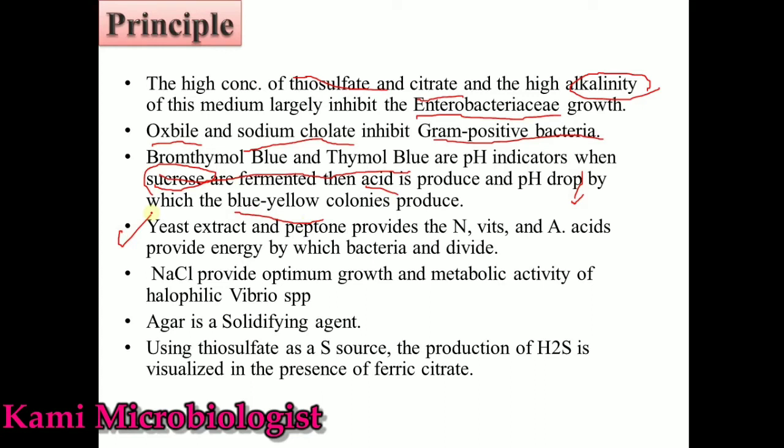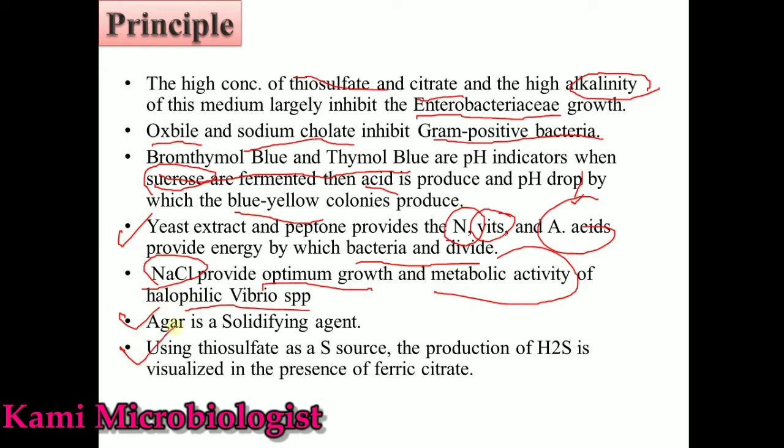Then we have yeast extract and peptone that are specially used as an energy source, because they can provide nitrogen, vitamins, and amino acids, which are specially used for bacterial growth and division. Then we have sodium chloride that provides optimum growth. Due to this, the metabolic activity of halophilic Vibrio species may increase. Then we have agar that acts as a solidifying agent, which provides a stable surface for the bacteria, due to which they grow in the form of colonies.